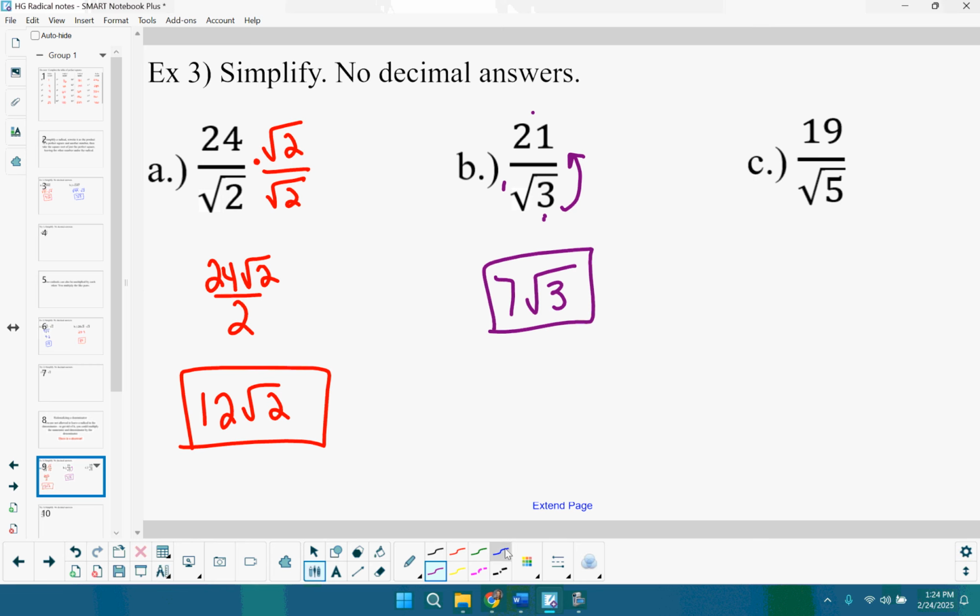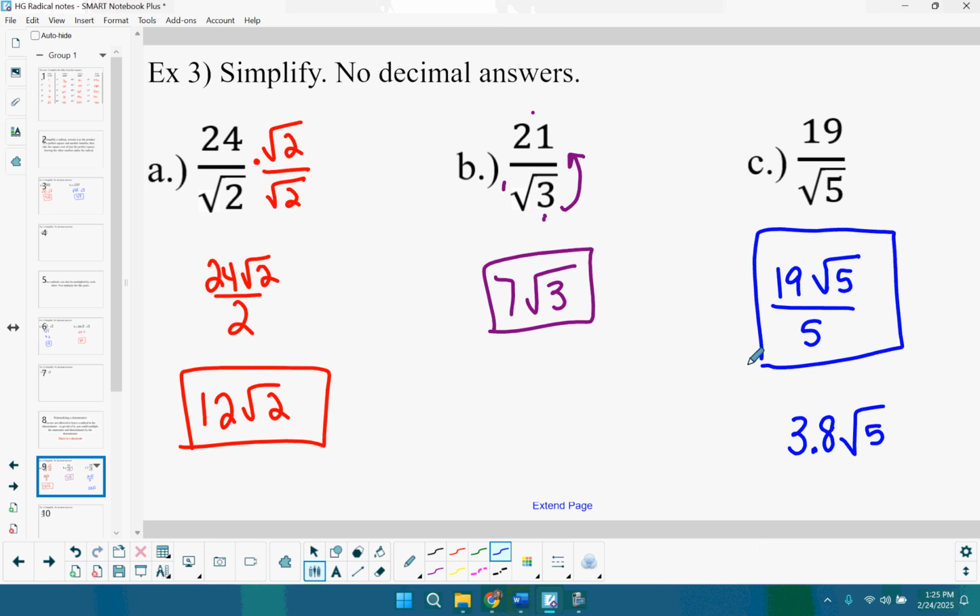So in C, if I wanted to do that, I would be moving the root 5 to the top, and I would be doing 19 divided by 5. So I could leave that as 19 over 5 if it doesn't go in evenly, or I could actually divide 19 by 5 and get a decimal. That's the only decimal that would be allowed. 3.8 root, oh, shouldn't have said 15 there, it should be 5. I prefer to see my answer like this, but this is still perfectly acceptable.